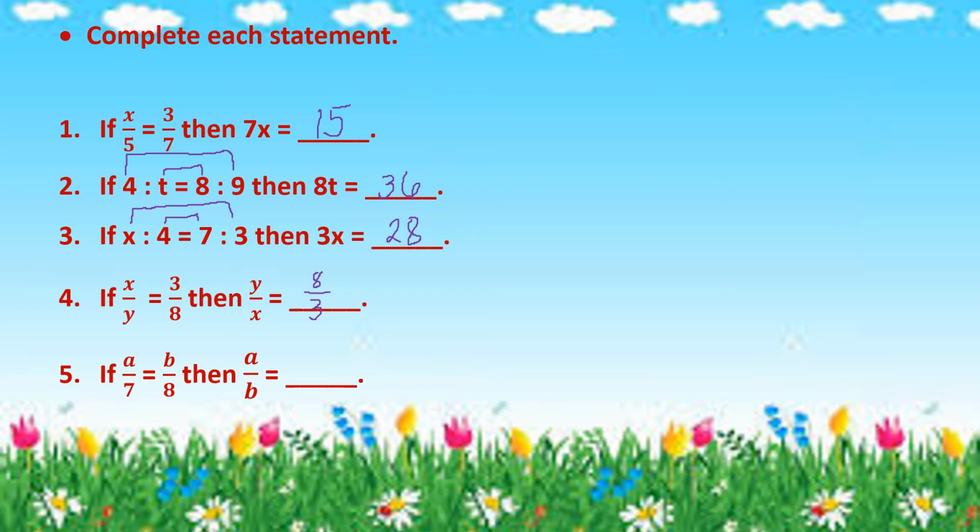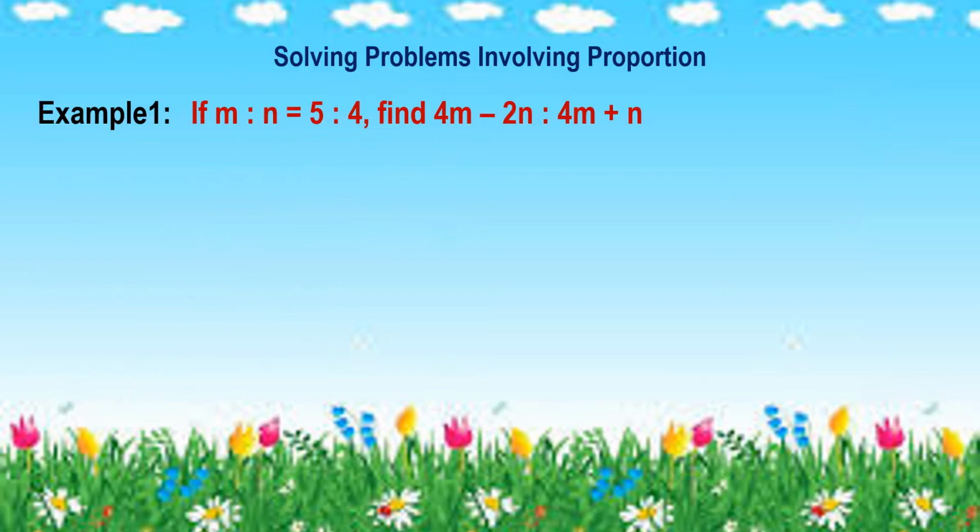Number 5, if a is to 7 is equal to b is to 8, then what is a is to b? A is to b is equal to 7 is to 8. In number 5, we switched the means. A is to b is equal to 7 is to 8.